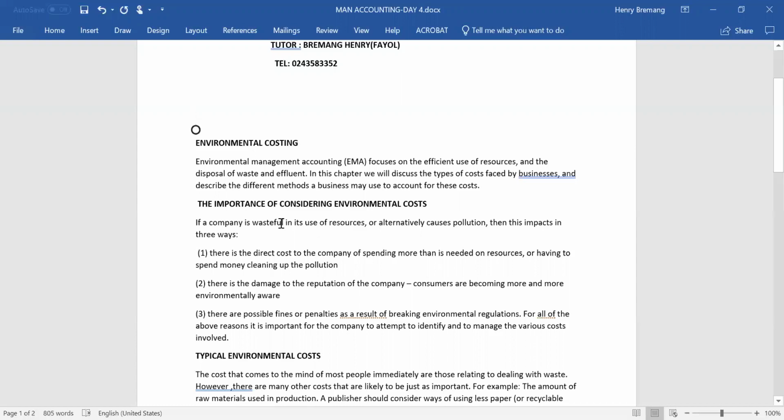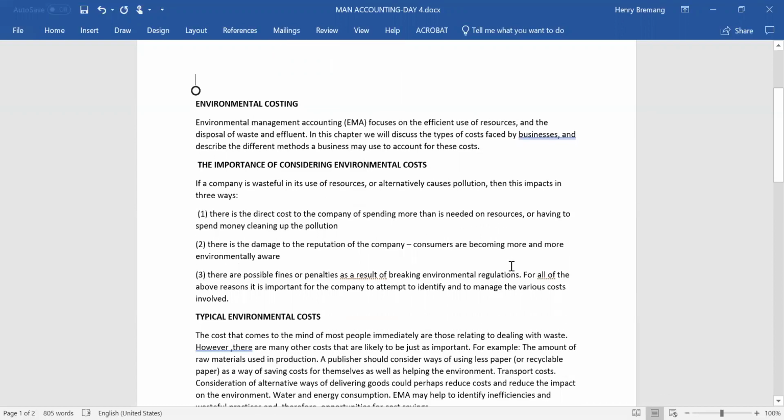So if a company is wasteful in its use of resources, or alternatively causes pollution, then this impacts in 3 ways. One, there's the direct cost to the company of spending more than is needed on resources, or having to spend more cleaning up the pollution. So we are saying that some environmental costs can be created as a result of waste or pollution.